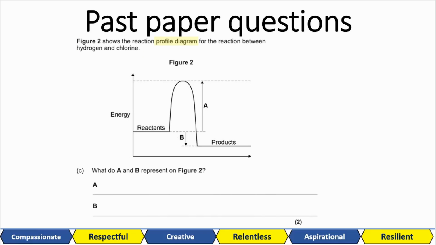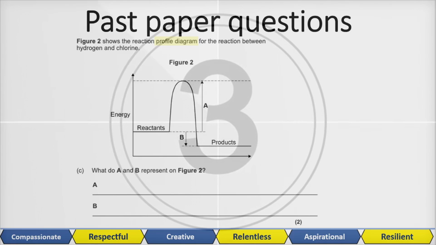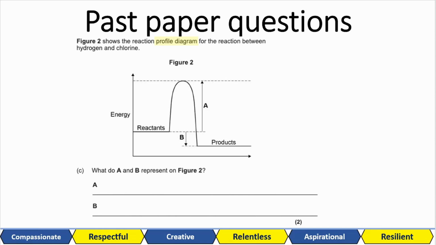Now you lot at home, spend some time identifying the labels A and B. What do they represent? The arrow that goes from the level of the reactants to the peak is always the activation energy. The arrow that points from the level of the reactants to the product level is the overall energy change. Alright, we're going to move on to some of the higher paper stuff now.